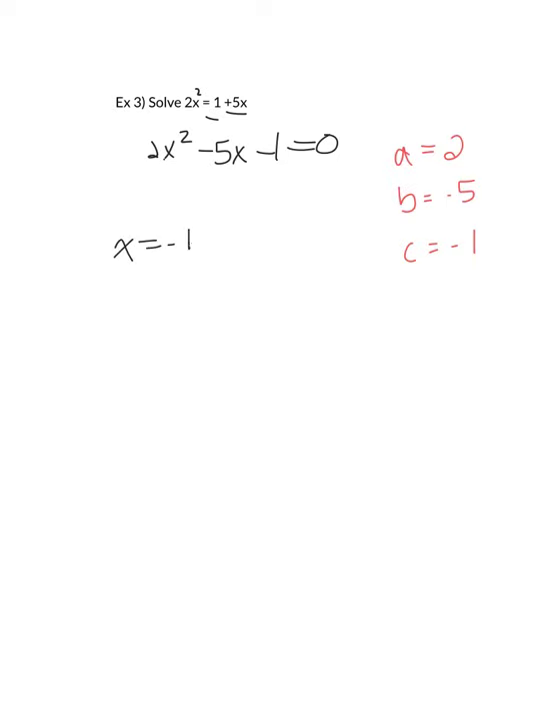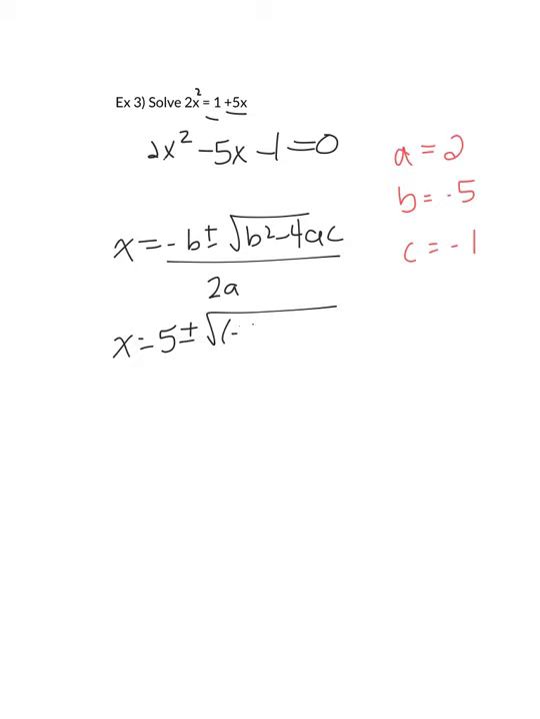by now I want you to be writing out every single time. So x is equal to negative b plus or minus the square root of b squared minus 4ac divided by 2a. X is equal to, again, my b is negative, so a positive 5 plus or minus the square root of negative 5 squared minus 4 times 2 times negative 1 divided by 2 times 2.